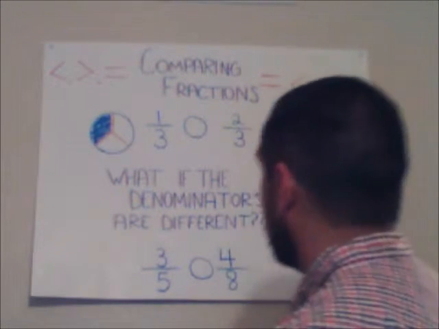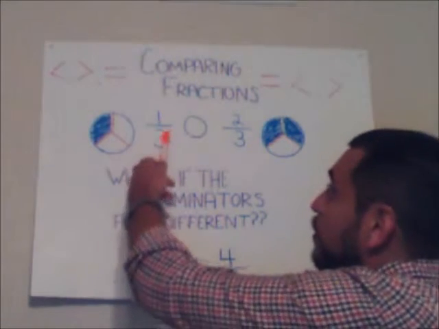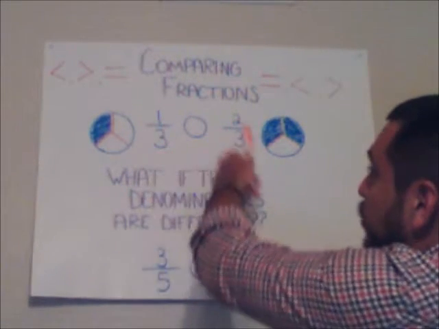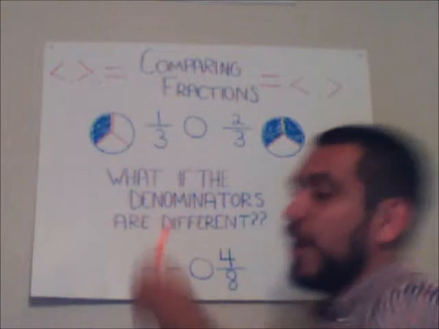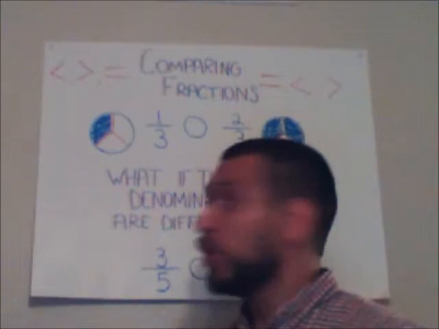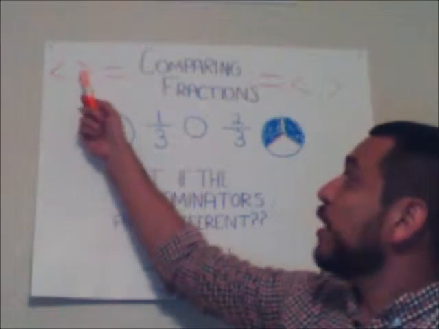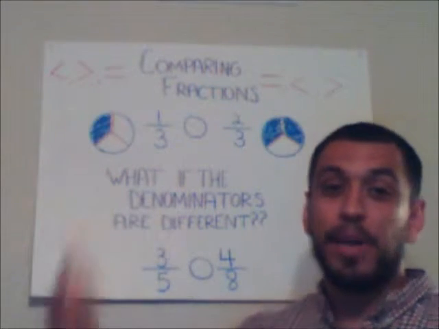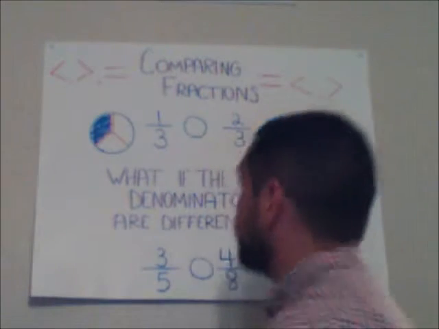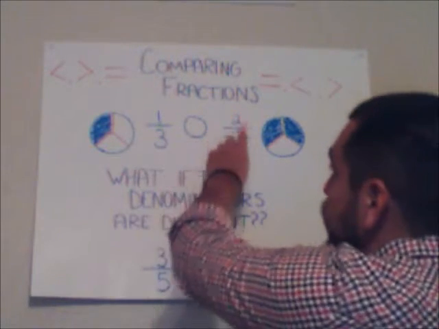All right. So we have two fractions here. We have 1/3 and we have 2/3. Now, when we're comparing fractions, comparing numbers, or anything like that, we're going to be using our mathematical symbols: less than, greater than, or equal to. Okay. So back to the fractions. We have 1/3, and we're comparing that to 2/3.